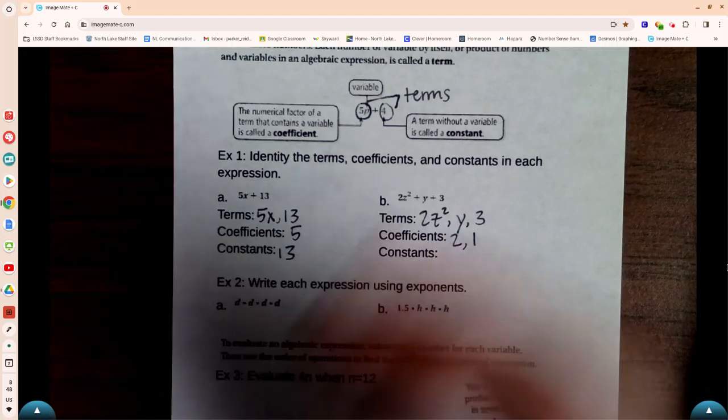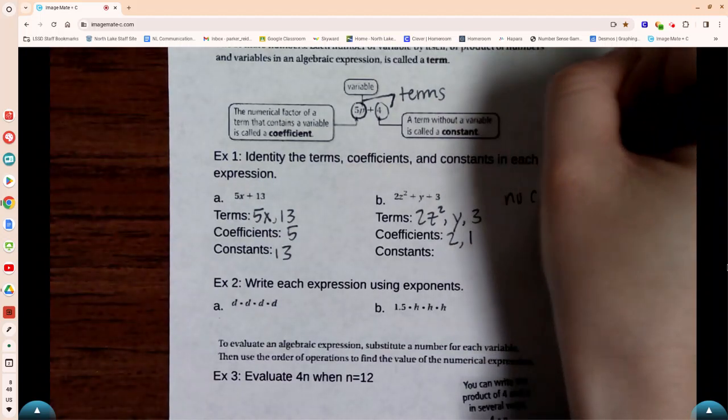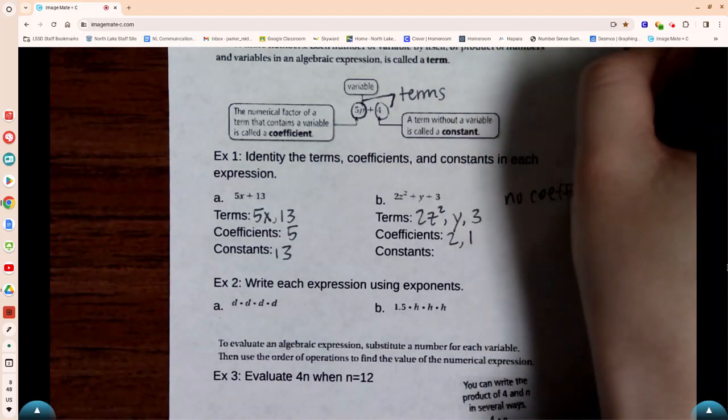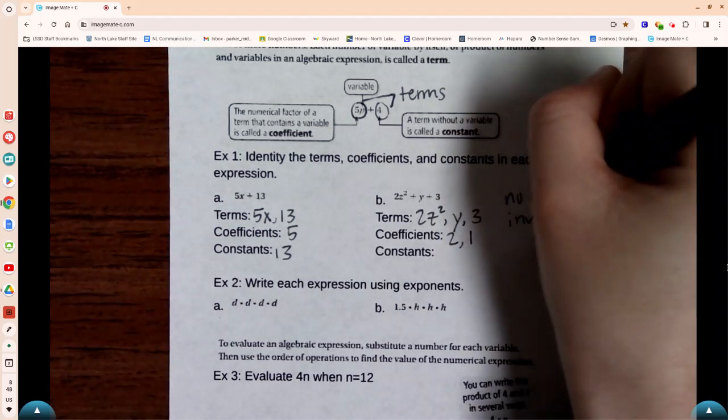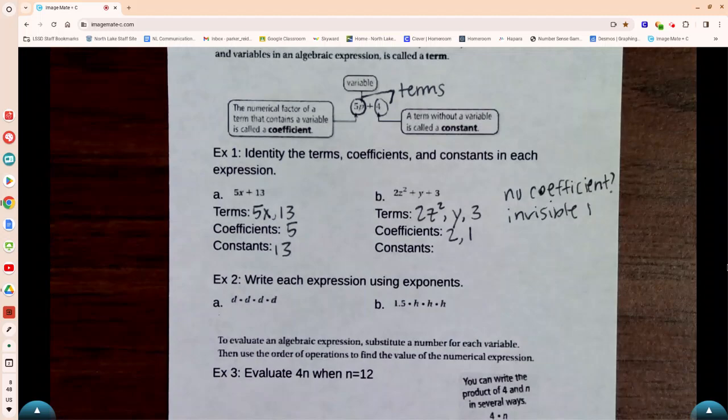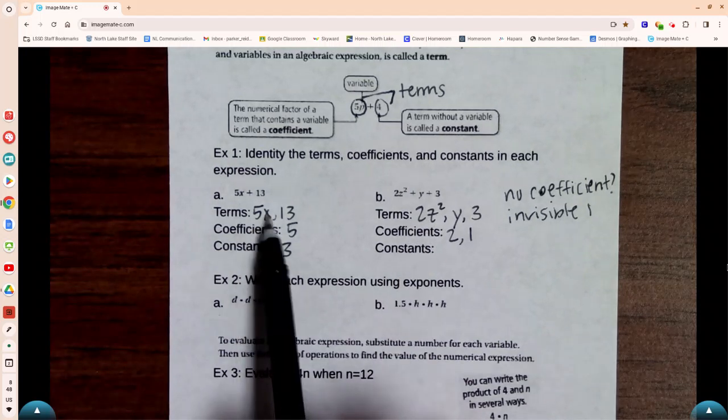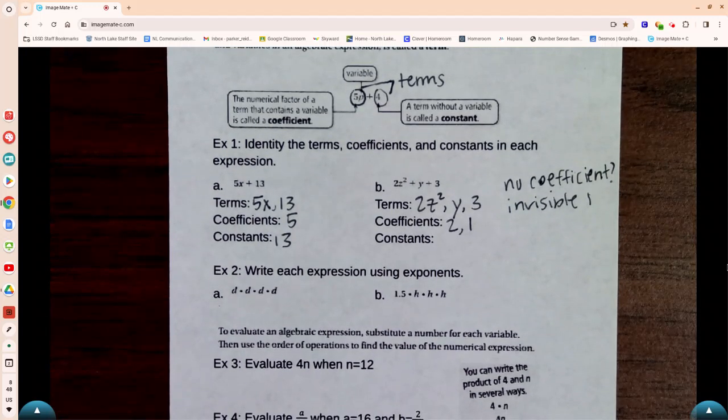We're going to write a little note about that over here. We're going to say no coefficient. If we look in front of that letter and we're like, there's nothing there, there actually is an invisible 1, because it means you just have one of them. 1 times y, just 1 y. Whereas here we have 2. Here we have 5. And then our last thing is our constants.